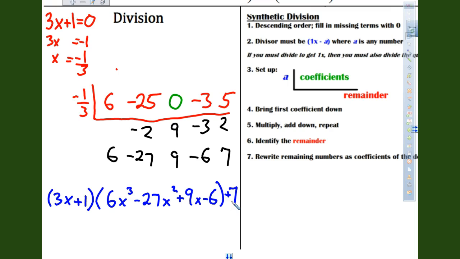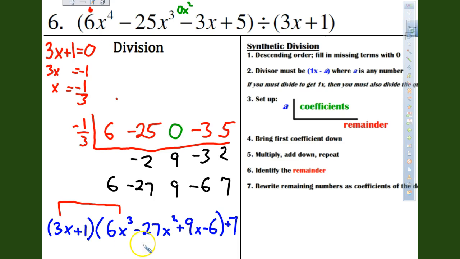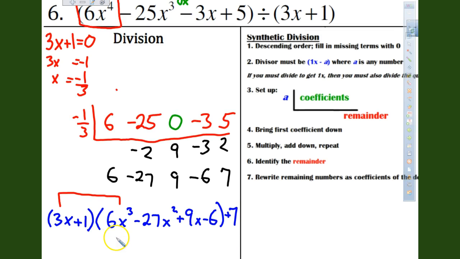Okay. Now, watch up here. So how can I tell by looking at just these two and multiplying them that I have the wrong answer? These two, if you multiply, should equal the first term of our answer. First term of our answer is 6x to the 4th. If I multiply these two, I get 18x to the 4th. So automatically I know this is wrong. So what did I leave out?